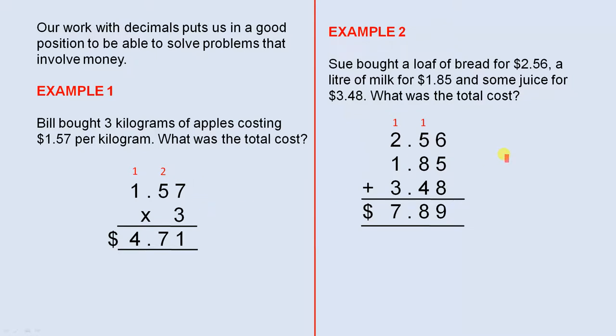Example 2. Sue bought a loaf of bread for $2.56, a litre of milk for $1.85, and some juice for $3.48. What was the total cost? So with this one, you just add the three amounts. $2.56, $1.85, $3.48. So when you add those together, you get $7.89 as the total cost. And again, you're able to pause the video at any time to check the answer.